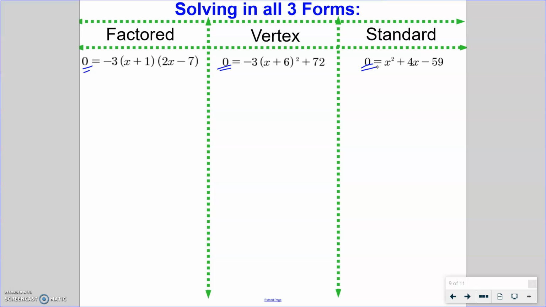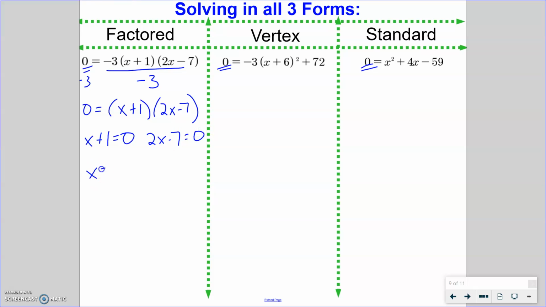So factored form, basically what you're doing, if there's a value in the front, you need to divide both sides by that value, by that GCF, and then set both factors equal to 0 and solve. So one answer is going to be -1. The other one, add 7 to both sides, divide by 2, and 7/2 is my other answer. Just like in the past, try to leave your answers as fractions. That's the better route to go instead of turning them into decimals, just like we have all year.